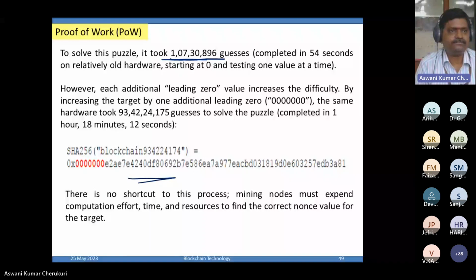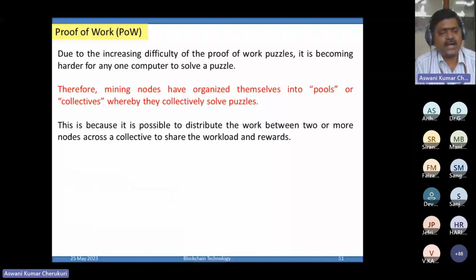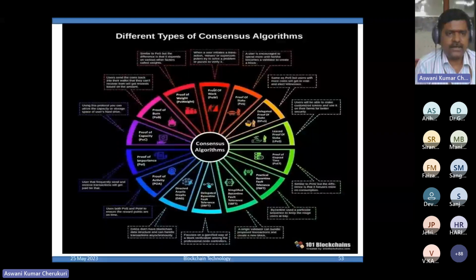Remember, there are more optimizations to it, and not only proof of work, there are so many other consensus algorithms, such as proof of stake and practical Byzantine fault tolerance. There are so many algorithms using which the blocks are added to the chain.